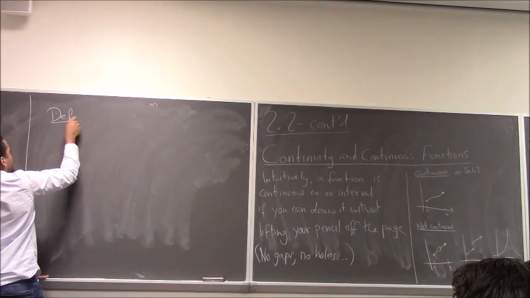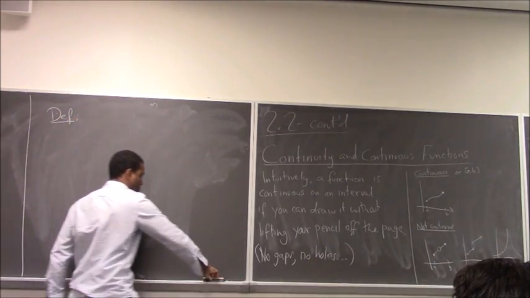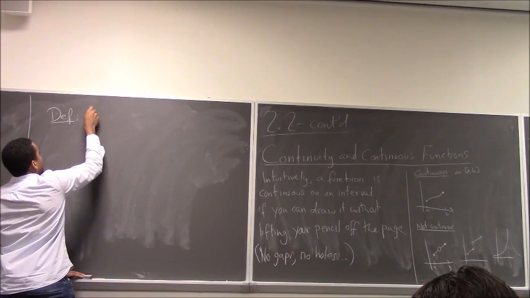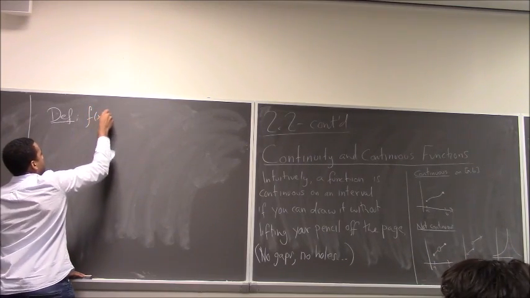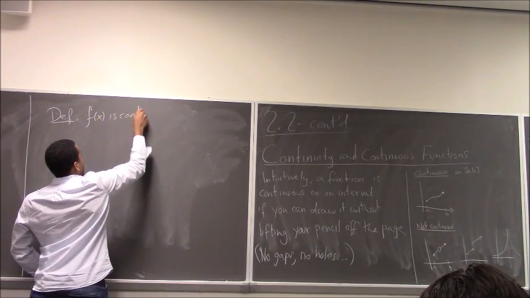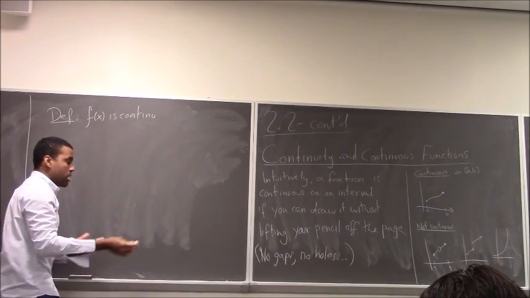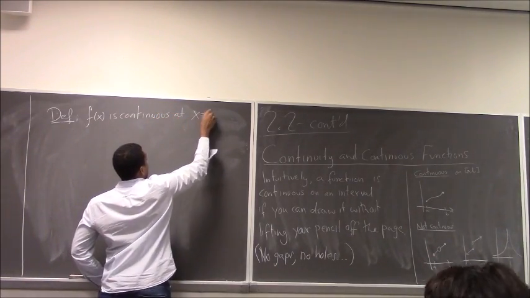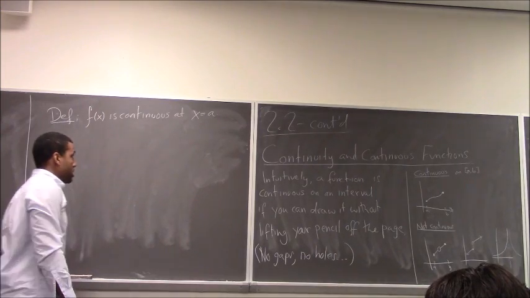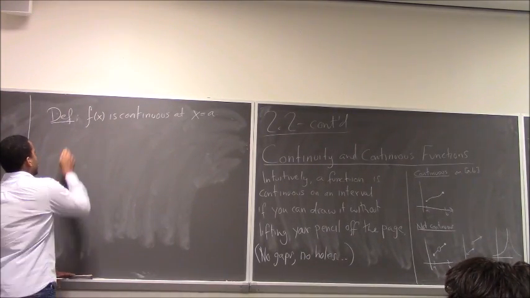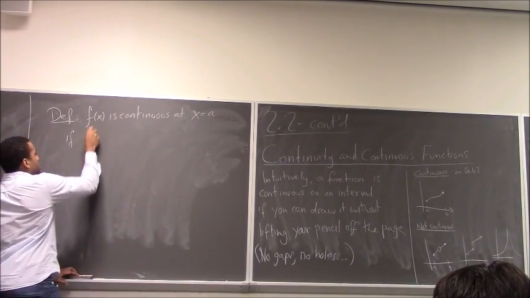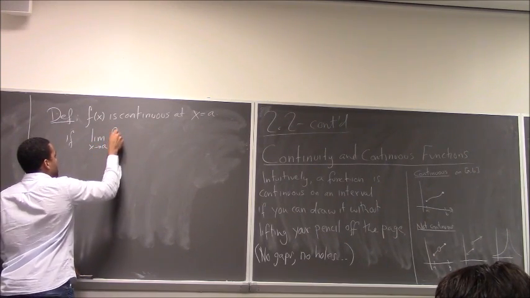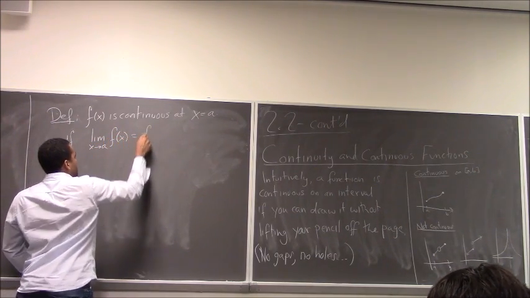So here's the definition. f of x is continuous at x equals a. I think I asked this in the bonus for the test yesterday, just for you to write down this definition. If the limit, this is what you have to write down, as x approaches a of f of x is equal to f of a.